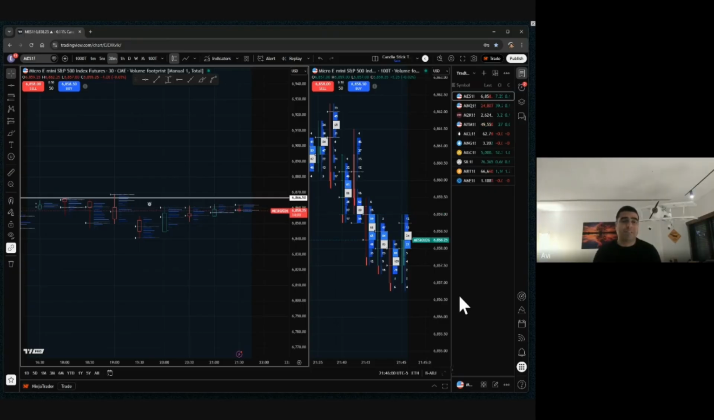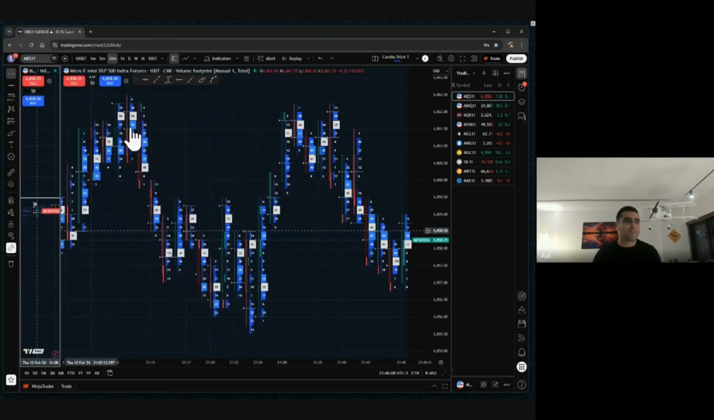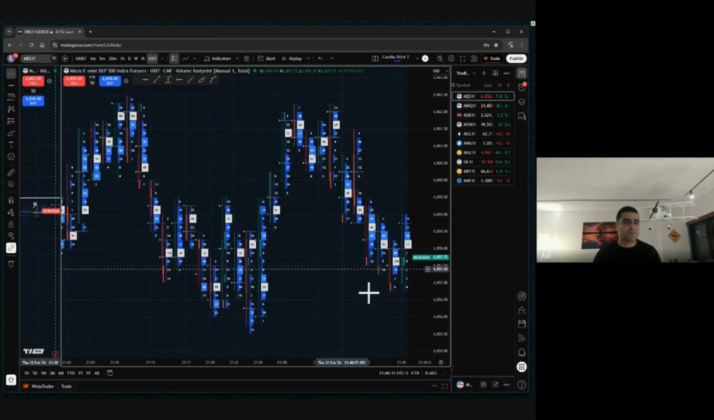Yeah, pretty much. So think of it this way: the candle will close when it gets the appropriate number of ticks. So I've selected 100 ticks here. When there's 100 ticks, basically call it 100 transactions, the candle will close. So yeah, time is irrelevant.